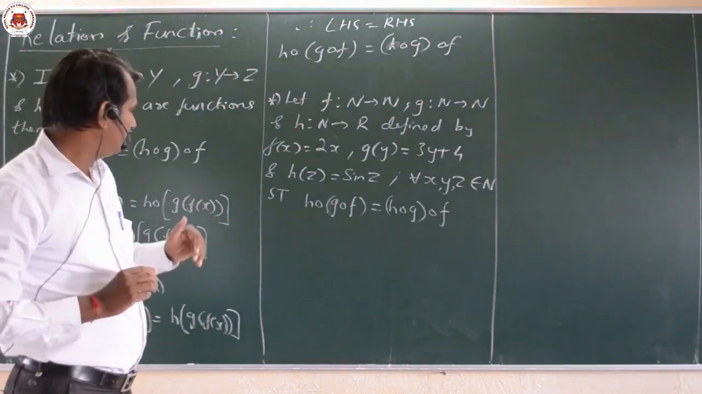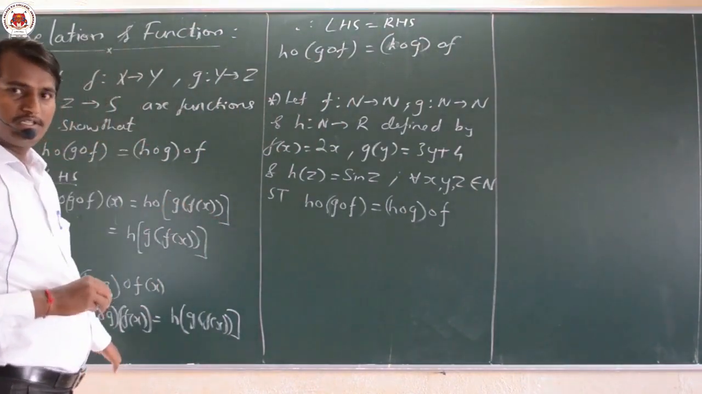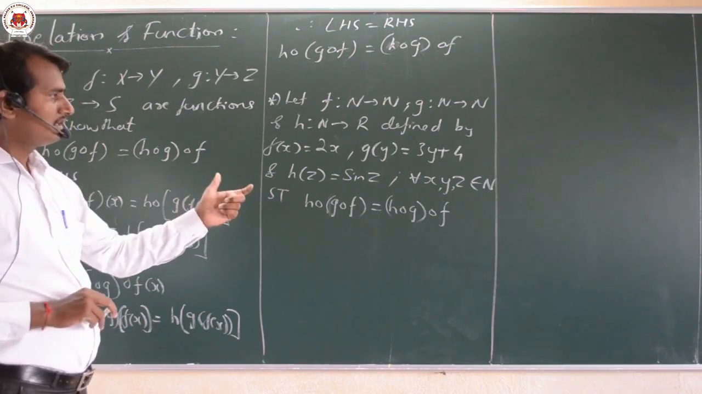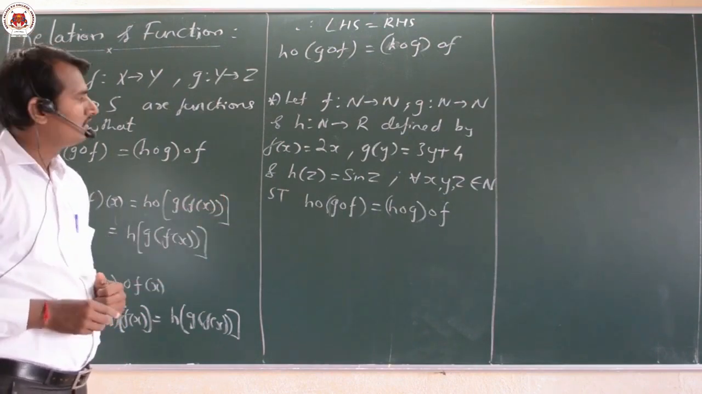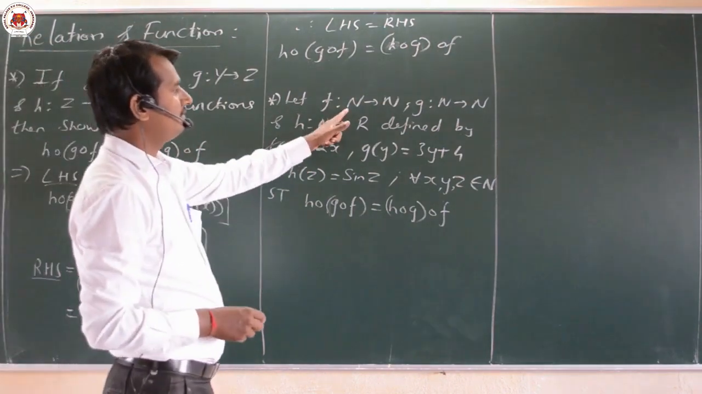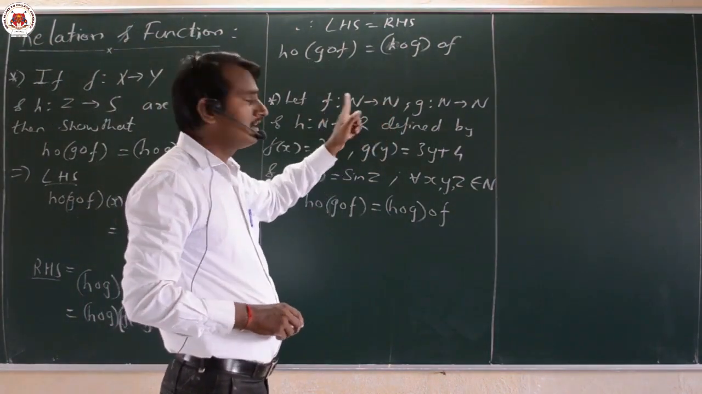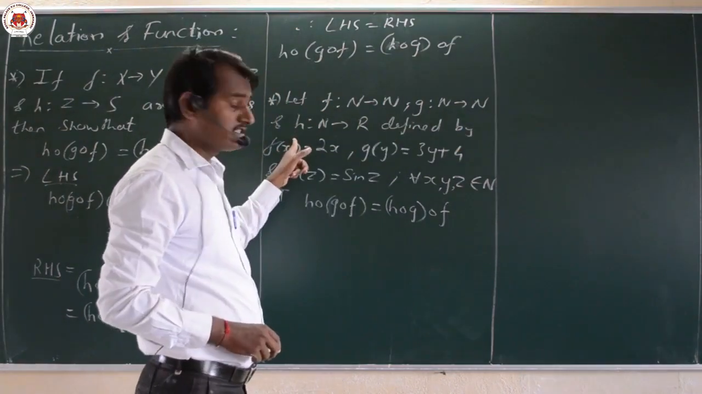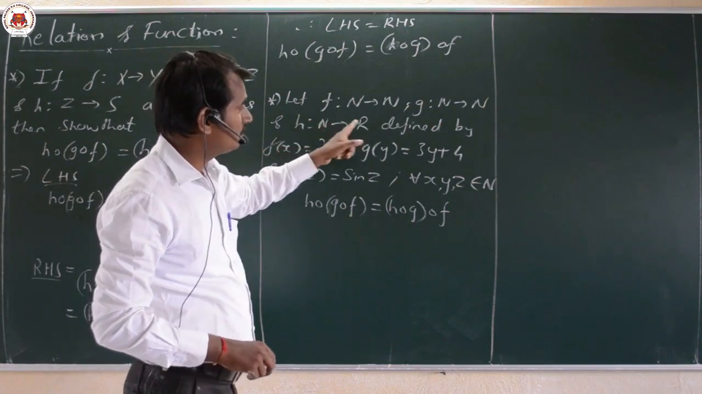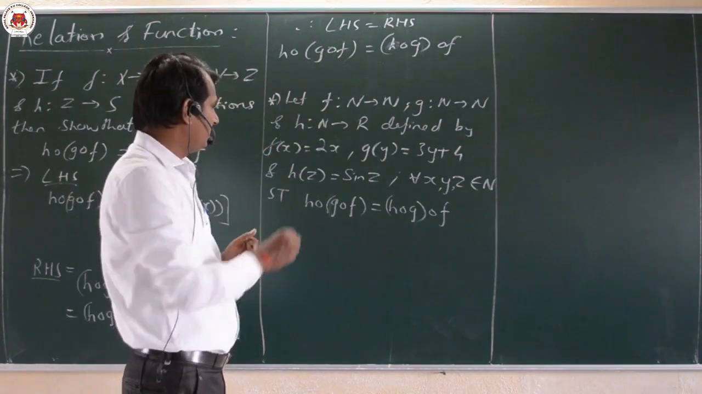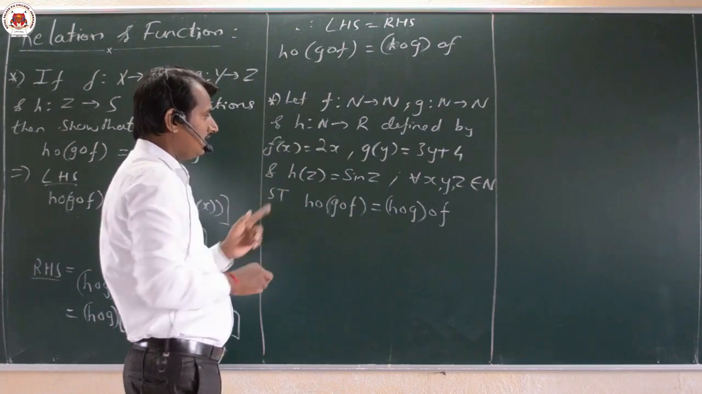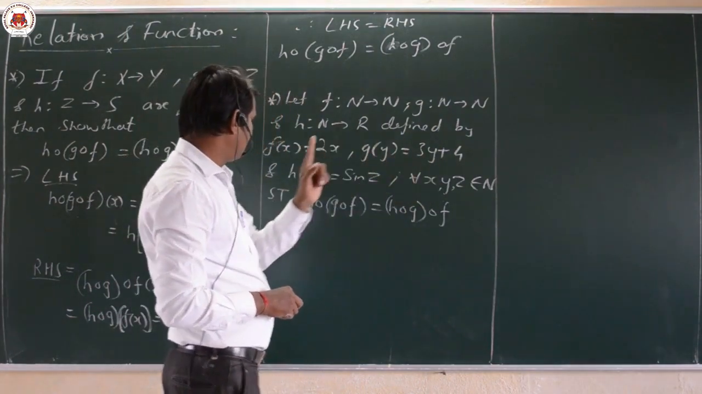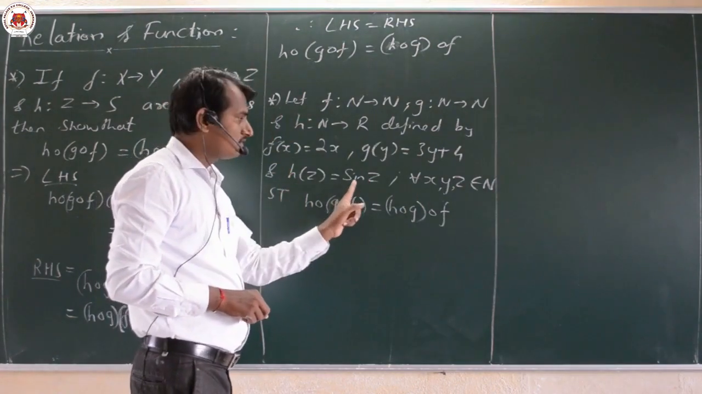Now dear friends, depending on this particular simple proof, let us move on to the next problem, which is similar to the previous proof. Now what is it here? f from natural numbers to natural numbers, g from natural numbers to natural numbers, and h is another, third function, from natural numbers to real numbers, defined by f of x equal to 2x, g of y equal to 3y plus 4, and h of z equal to sin z.